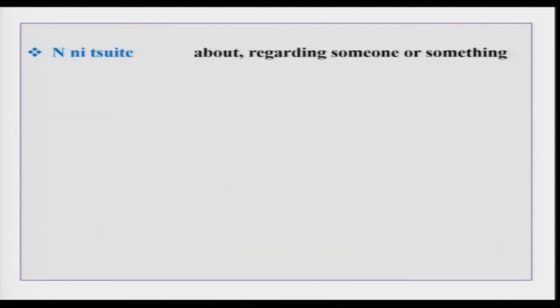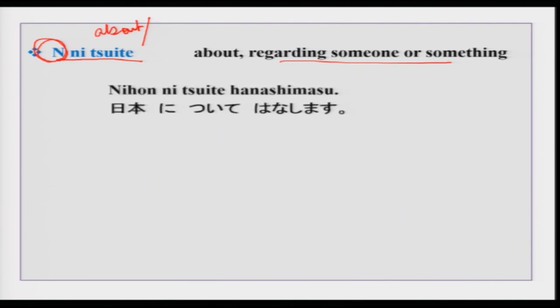Now, there was another thing, ni tsuite, noun ni tsuite, regarding the noun, pertaining to the noun, about the noun. Ni tsuite, about, pertaining to, regarding someone or something, as is given over here. You can see from the example, Nihon について話します. I will talk about Japan. So, it is noun について. It's always noun について. Please remember that.